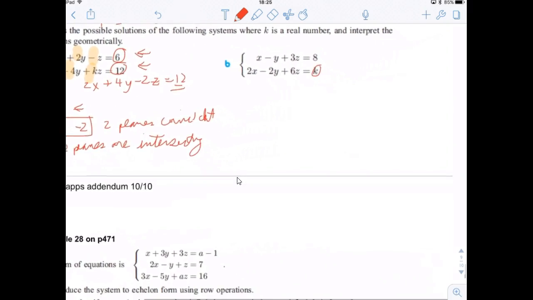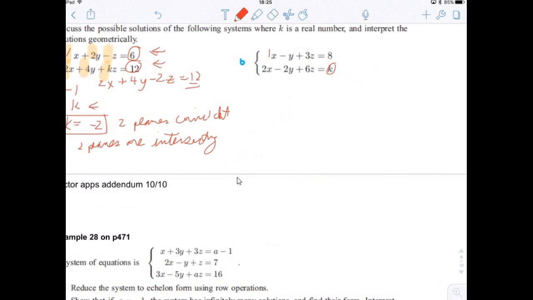Okay. Let's go back to B again. What about B? We have this set of coefficients. We have 1, negative 1, 3, and we have 2, negative 2, 6. Ooh, these are also proportional, right? So if the left side is proportional, you could multiply each one of the elements of 1, negative 1, 3 by 2, and then you get the second set of coefficients, 2, negative 2, 6, right? So, yes, they're parallel, because they share the same normal vector or the same coefficients. So we do know that these two planes are parallel.